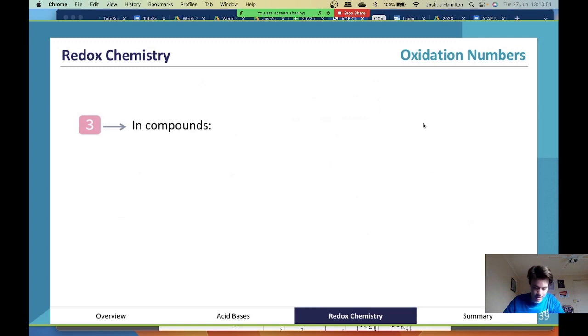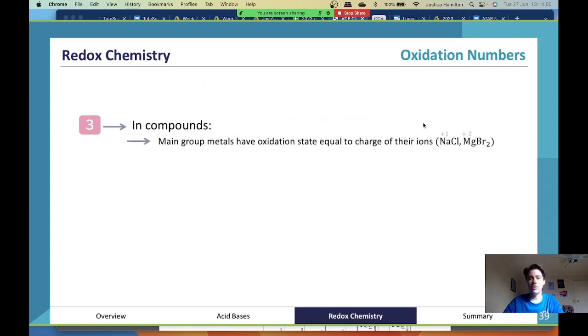In compounds, again, a little bit different. In compounds, the main group metals have oxidation states equal to the charge of their ions. So Na plus Cl: Na will be Na+, and Cl will be Cl-. So we're going to have +1 and -1.